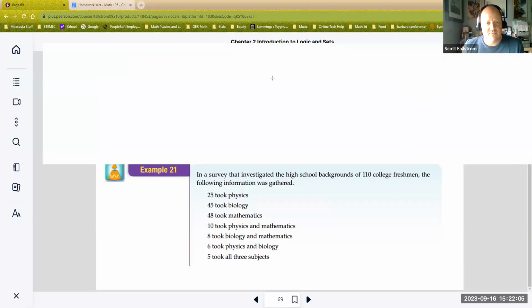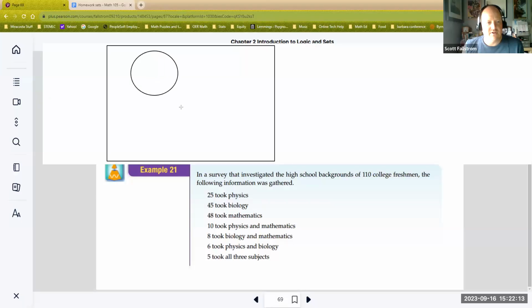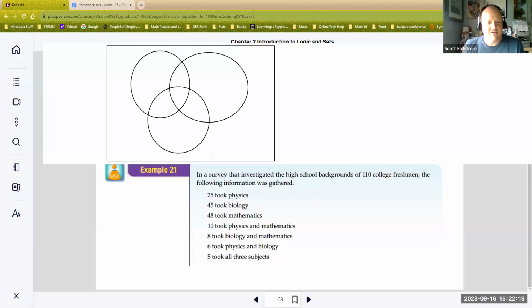So first thing I'm going to do is I'm going to give myself a little bit of a grid. So here's my grid. And here's my circles. So I need one circle here, need another circle here. As you can tell, they're not exactly circular, but as long as I have the intersecting regions, I think we're going to be okay. So then this up here would be physics, and this would be biology, and this would be mathematics.